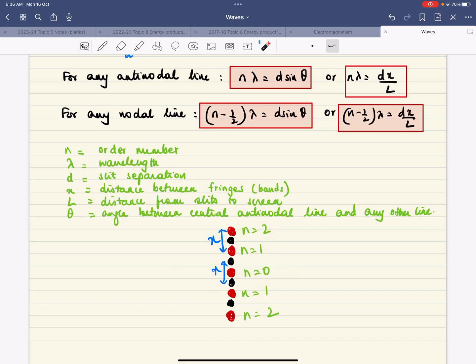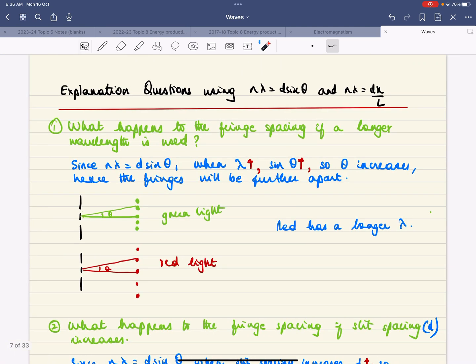Okay, now coming on to some explanation questions using this n lambda is dx over L or n lambda is d sine theta. So just a couple of questions. What happens to the fringe spacing if a longer wavelength is used? So go with this to start your explanation and then move on to that. So since n lambda is d sine theta, when wavelength increases, sine theta is going to increase. So if sine theta increases, theta will increase. So the fringes are going to be further apart.